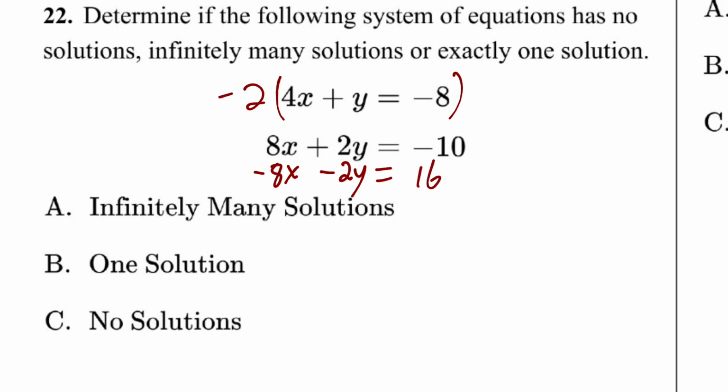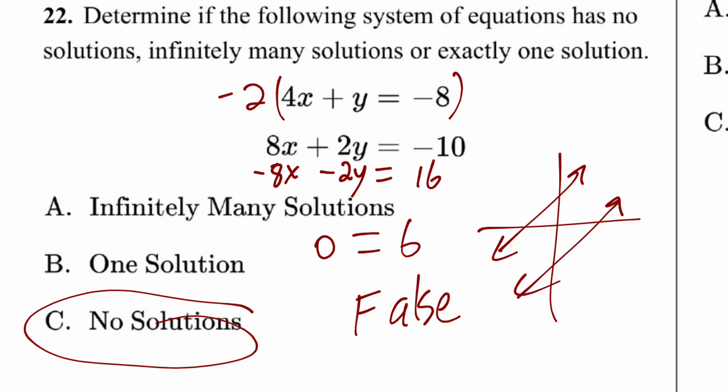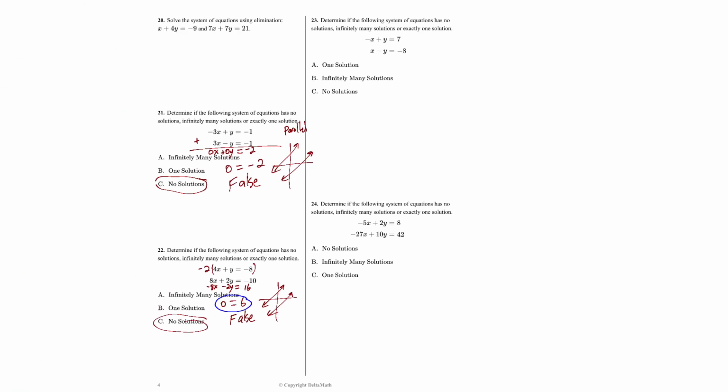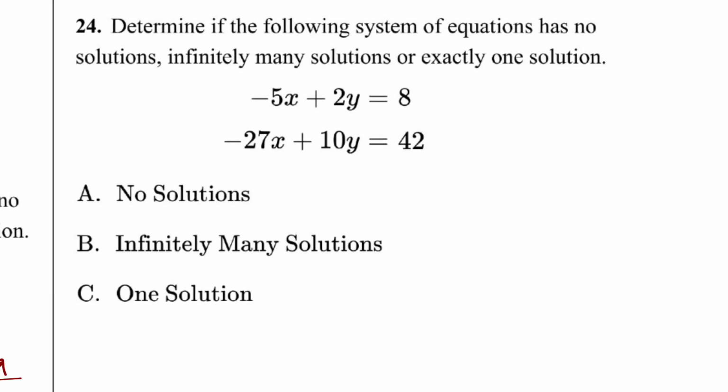Now, if I add these down, on the left, everything goes away. And on the right, I get 6, which is false. This is no solution. These are actually just parallel lines that never cross. That's why it's no solution. But how do I recognize it? The letters go away, and I'm left with a false statement. 0 is not 6. I'm going to skip 23 because it's the same, and let's jump over to number 24.